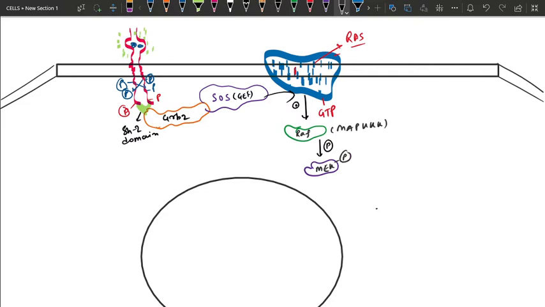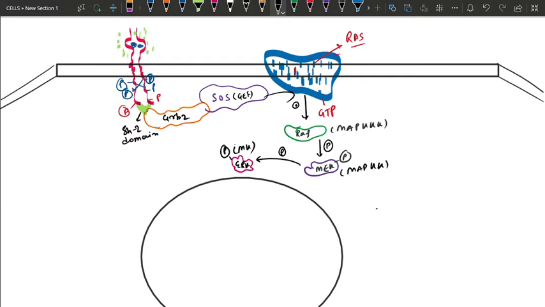So it gets phosphorylated. This MEK now phosphorylates another important protein. This is known as ERK. They get phosphorylated. MEK is MAP kinase, and ERK is MAP kinase.